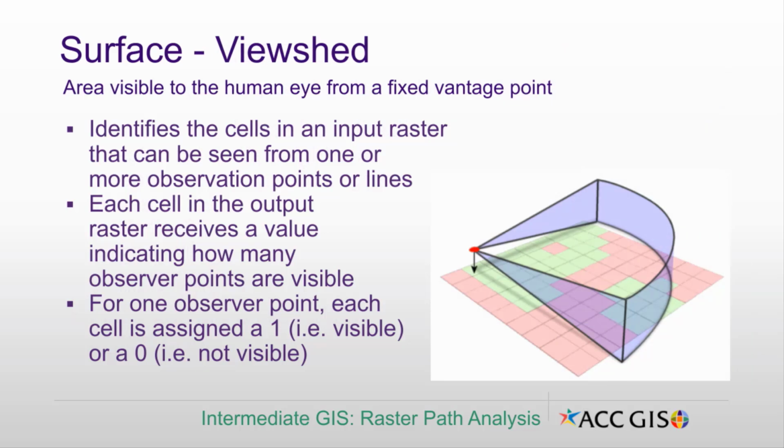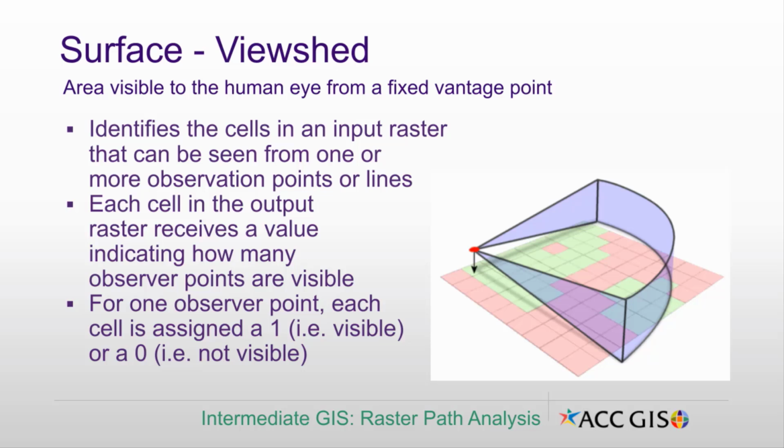The last surface geoprocessing tool that I want to discuss is Viewshed, which is the area visible to the human eye from a fixed vantage point. And we can use the Viewshed geoprocessing tool to identify the cells in an input digital elevation model raster that can be seen from one or more observation points or lines. Each cell in the output raster receives a value indicating how many observer points are visible. So in a viewshed where there's just one observer point, each cell is assigned a 1 for visible or a 0 for not visible.